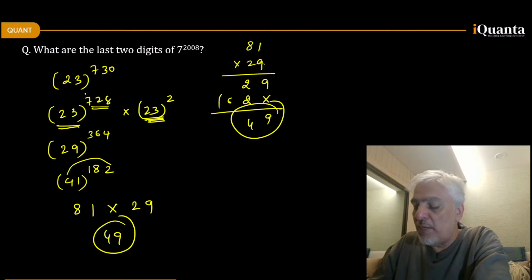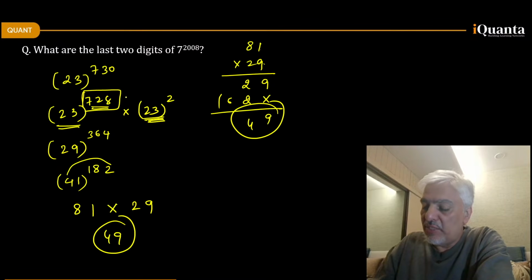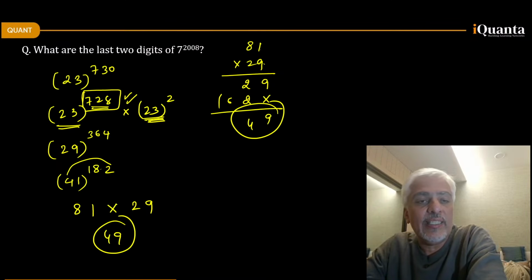Because I want this to be a multiple of 4, then only it will work twice. If this is not a multiple of 4, it will not divide two times. I want to take the square 2 times. Understood? To bring 1. Because 3 square is 9, 9 square is 1.